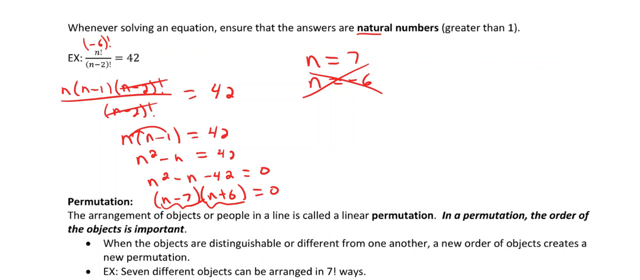Because if I start counting down from that, the next one would be negative 7. And then the next one would be negative 8. And then negative 9. Do you see how I'm getting farther and farther away from 1? So that doesn't actually work. I have to be dealing with natural numbers. Okay? So those negative numbers just won't work.